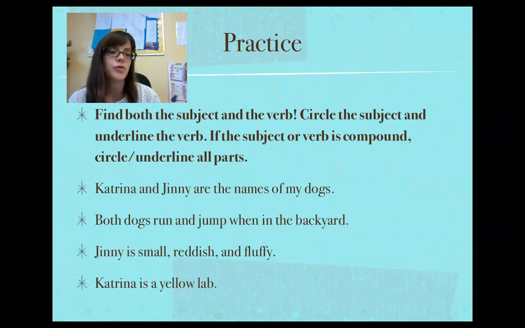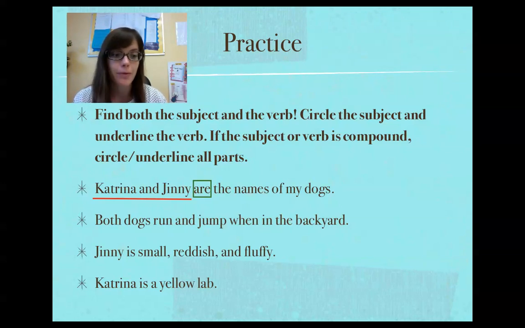So for number 1, Katrina and Ginny are the names of my dogs. In this one, we had a compound subject. We have 2 dogs that the sentence is about, Katrina and Ginny. So we should have chosen both of those as our subject. Now, our verb, we have one of our forms of be. We have a linking verb, are. So we also should have selected that as our verb.